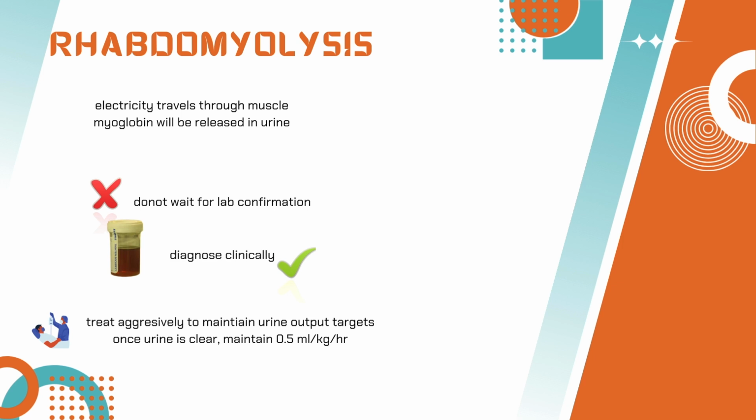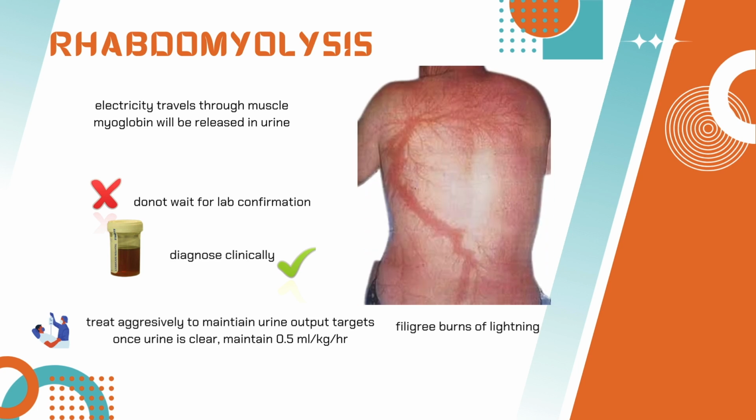Do not wait for the lab confirmation to start the treatment. Diagnose it clinically with the color of the urine, which is going to be dark cola colored, and treat aggressively to maintain the output targets. Urine output target will be more than 2 ml per kg per hour initially, and once the urine is clear, to maintain more than 0.5 ml per kg per hour.